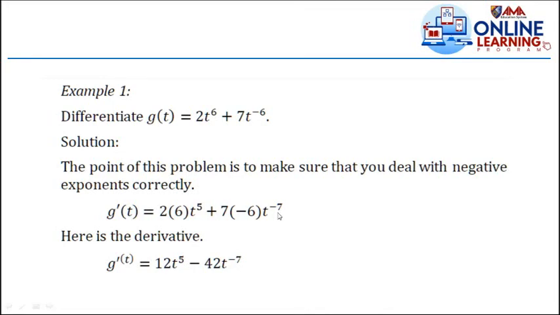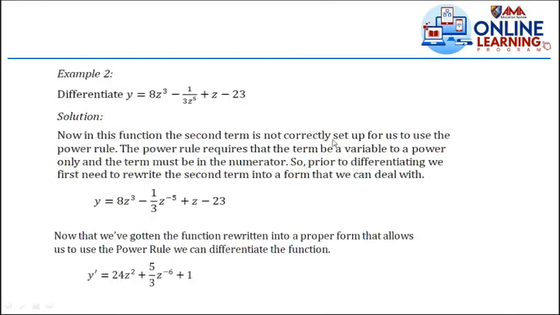So, if we're going to simplify it further, here's now the derivative. So, 2 times 6, we have 12t raised to 5 minus 7 times negative 6, no? Dahil plus ito, 7 times negative 6, we have negative 42. And then, t raised to negative 7. So, that is our answer. Okay? So, next we have example number 2, no?